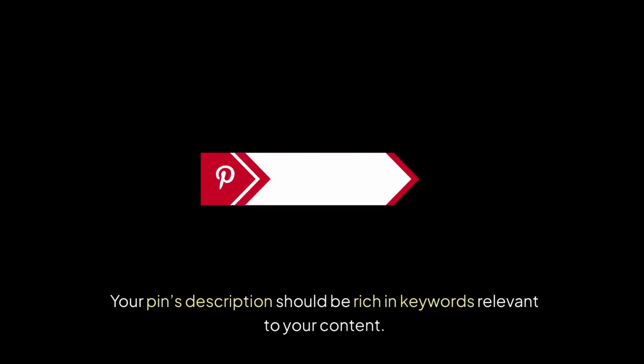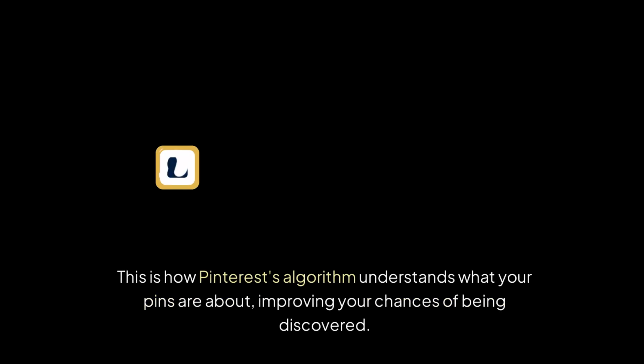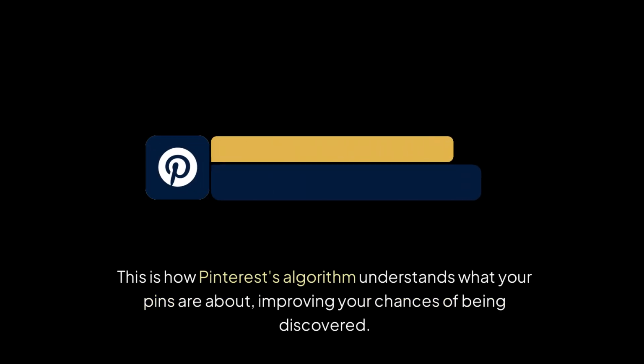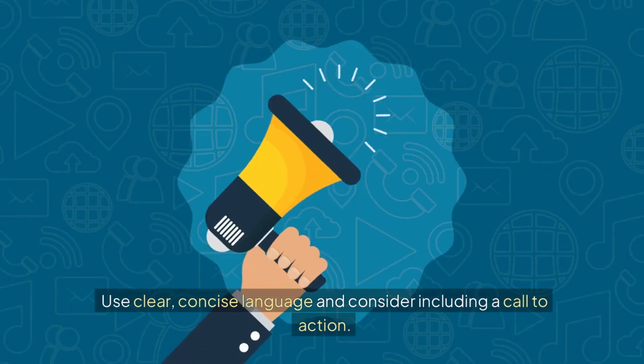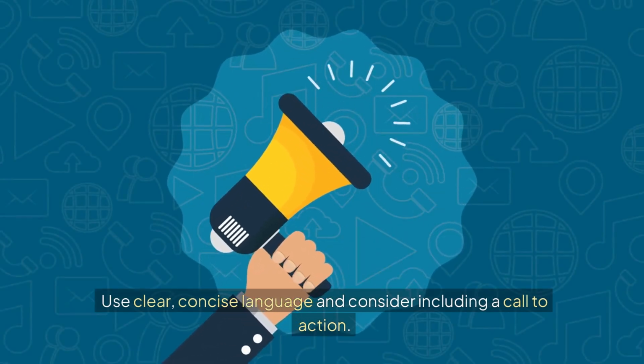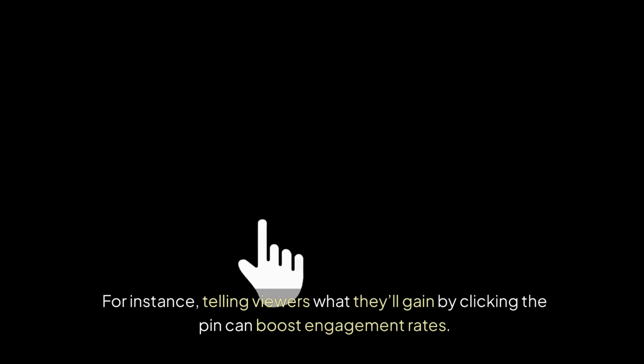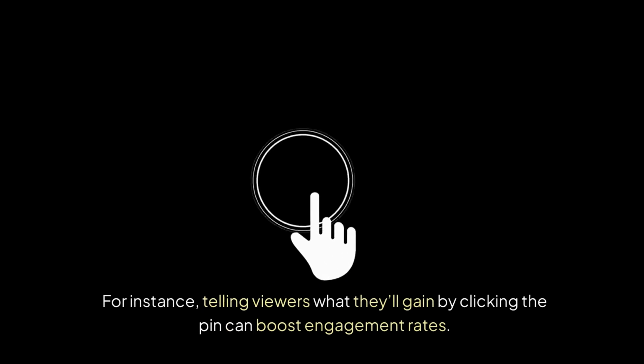Next, let's talk about descriptions. Your pin's description should be rich in keywords relevant to your content. This is how the Pinterest algorithm understands what your pins are about, improving your chances of being discovered. Use clear, concise language and consider including a call to action. For instance, telling viewers what they'll gain by clicking the pin can boost engagement rates.